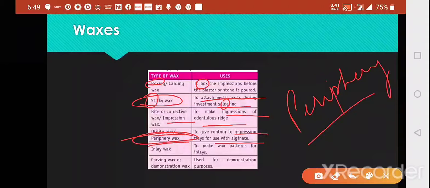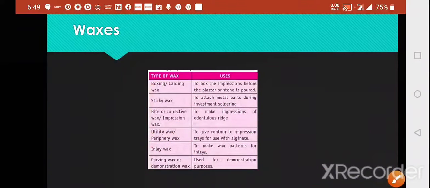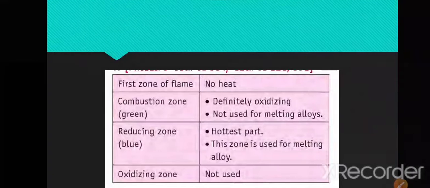And next is your inlay wax. Inlay is for inlay. It is used to make wax pattern for inlay. So you know this thing. And carving wax or demonstration wax, you have used carving wax in your undergraduate days to make different teeth, molar, premolar. So carving wax is used for demonstration purposes. This is a good area of the question of the examiner, that why is this wax used, what is the another name of this wax. So you should remember and be clear about this thing.